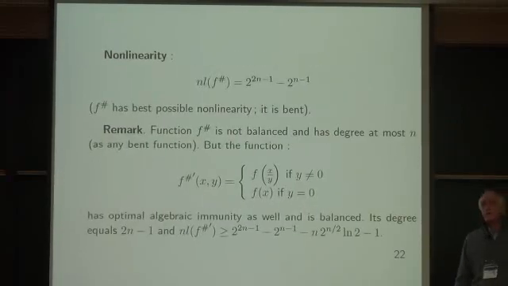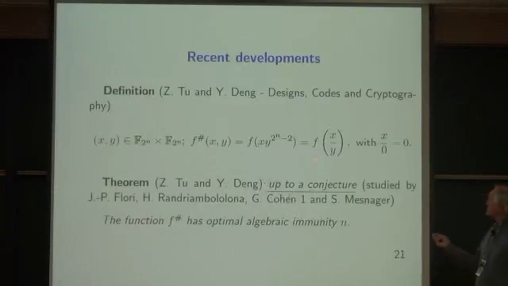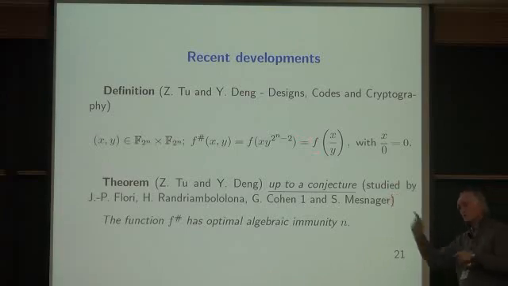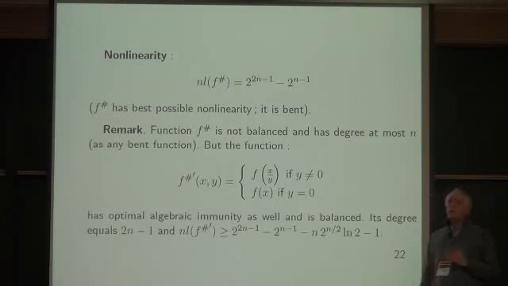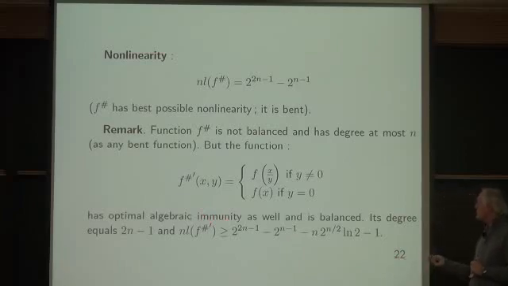The nonlinearity of the Tu-Deng function, so remember this function, where f is the previous function, the function which is now called the Carlet function. And the nonlinearity is optimal. The function is bent, in fact. But the function is not balanced. So you need to modify it a little to get a balanced function. Okay? So the way of modifying it is here. It's when y is 0 that you modify the function a little. And with this function, you get a balanced function with optimal algebraic immunity and very good nonlinearity.